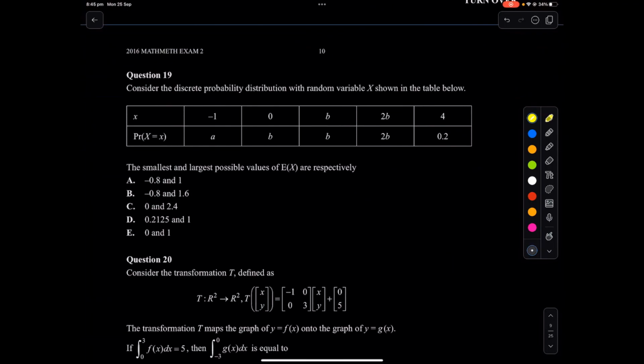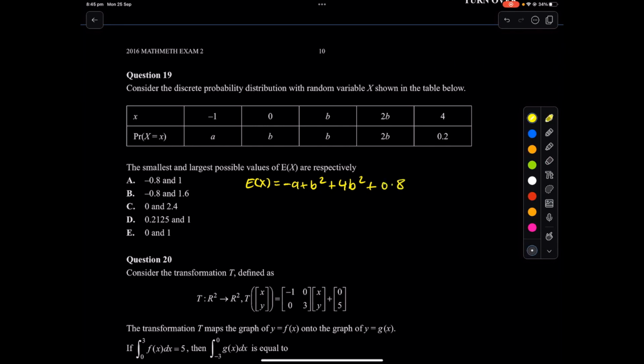Question 19. Consider the discrete probability distribution of random variable x shown in the table below. The smallest and the largest possible value of E(x) respectively is what? Okay, so we know E(x) is negative a plus b squared plus 2 times 2, 4b squared plus 4 times 2 on 10, so 0.8. That's your expected value.